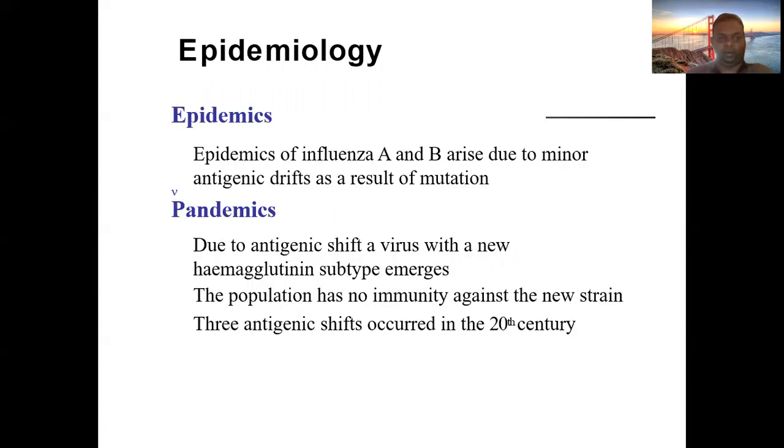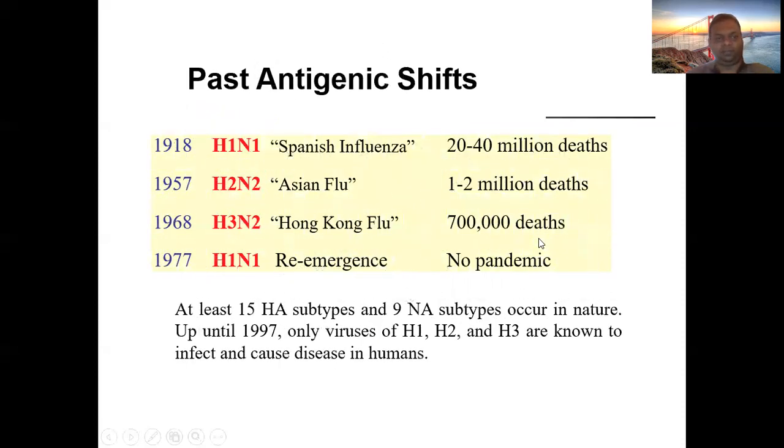So epidemic, a bit of definition. As I said earlier, epidemics of influenza A and B arise due to minor antigenic drift, whereas a pandemic is a major change. There were three antigenic shifts in the 20th century. H1N1 was the Spanish influenza or Spanish flu, with a huge number of deaths; then Asian flu, 1957, H2N2; H3N2, Hong Kong flu; and H1N1 re-emergence, but luckily no pandemic.